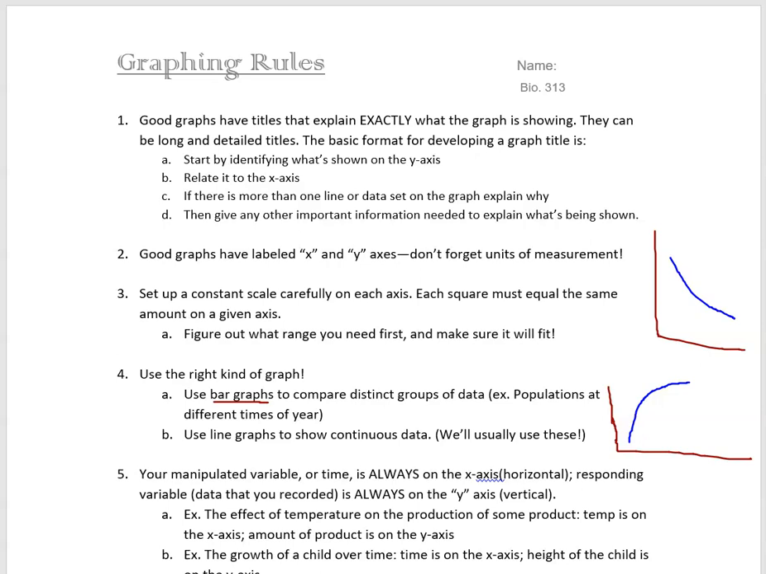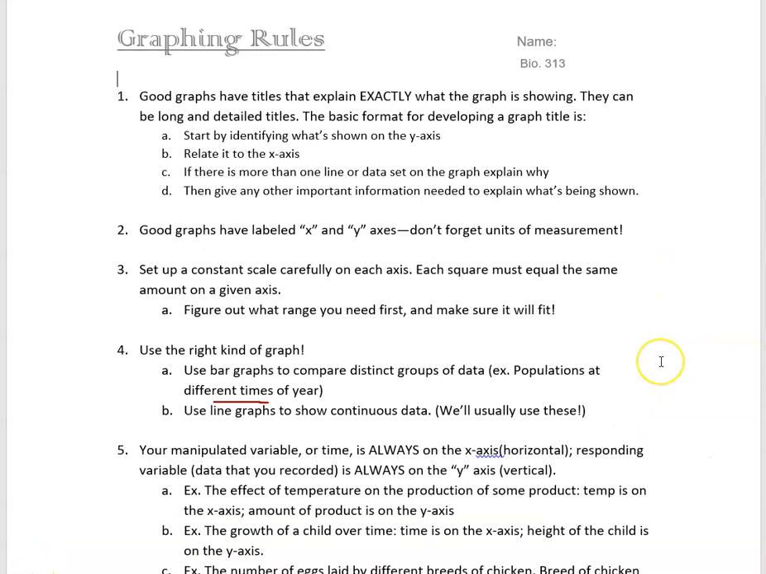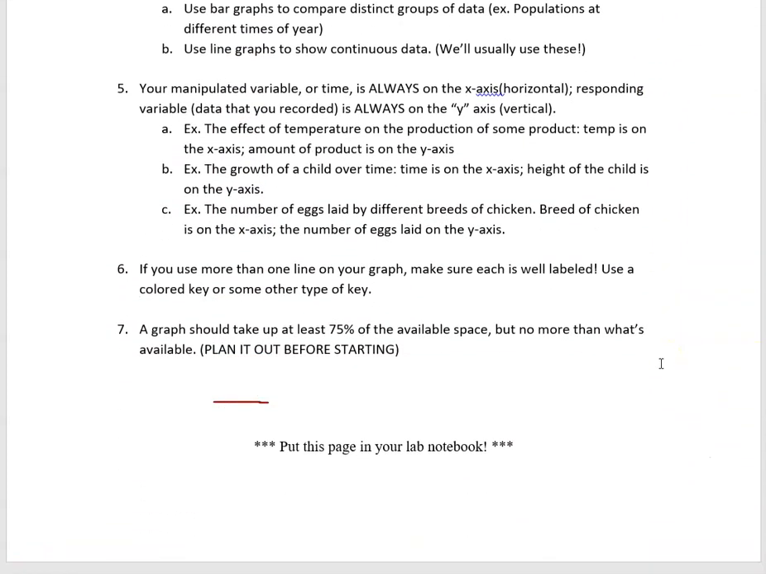So what you have to remember is the data that they collected at the end of their experiment always goes on the y-axis. Okay? All right, so now we're going to scroll on down here a little bit, looking at the next couple.